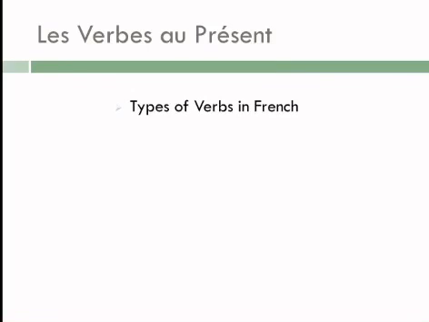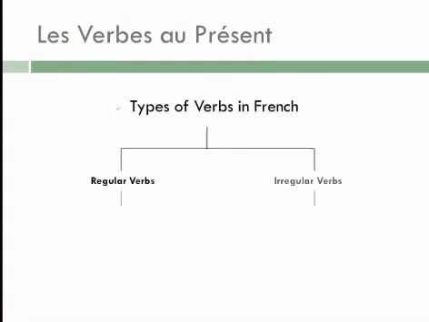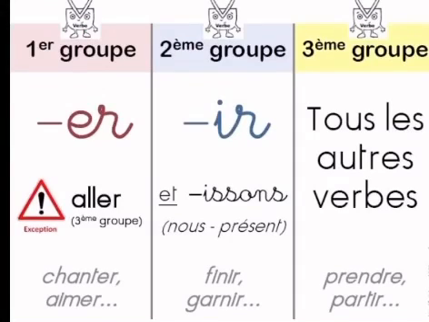Bonjour, hello everyone. In this video we are going to learn how to use the verbs in present tense. First of all, let's see what types of verbs there are in French. In French, we have generally two types of verbs, regular and irregular verbs. Both regular and irregular verbs end with either er, ir or re. Later in the video you will find the difference between regular and irregular verbs.